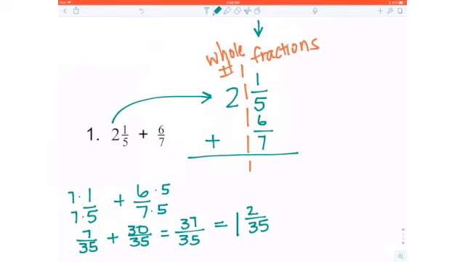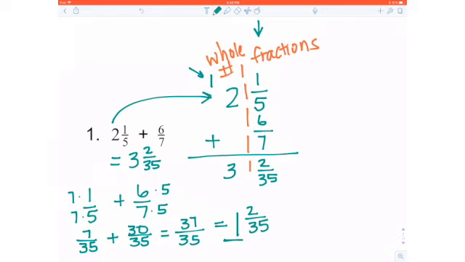So now, we're going to carry, just like we do in regular addition, we're going to carry this whole number over to the whole number side. Okay? And we're going to put our results here, our sum, right in our sum part. Now 1 plus 2, we're going to add that 1 that was carried over plus that 2 that was already there, and we're going to get 3. So this is 3 and 2/35.